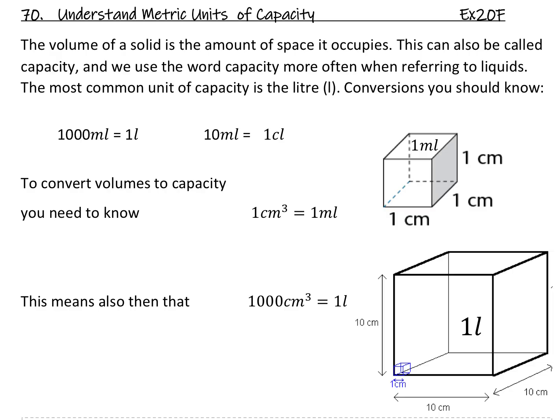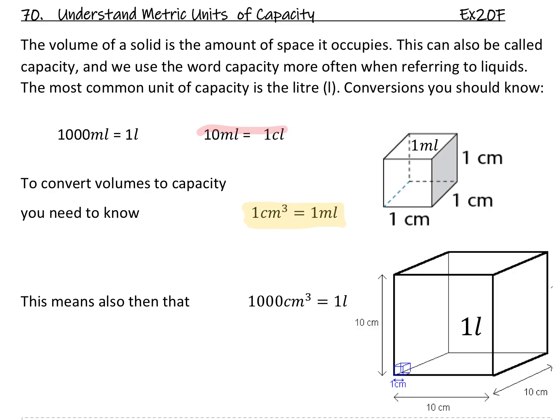But what about changing from volume to capacity? To convert volumes to capacity, we consider a cube that is 1 centimetre by 1 centimetre by 1 centimetre. That's the definition of 1 centimetre cubed. And if you were to fill up that 1 centimetre cubed with a liquid, you would have 1 mil of that liquid. So 1 centimetre cubed equals 1 mil. And to do this topic, really, you have to memorize that. That's crucial. That's how to change from volume to capacity.